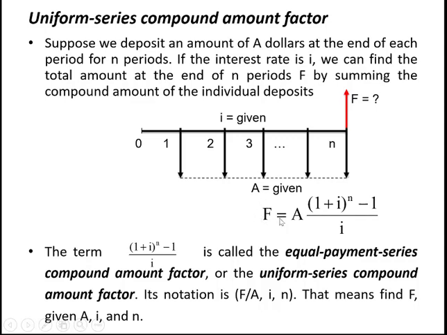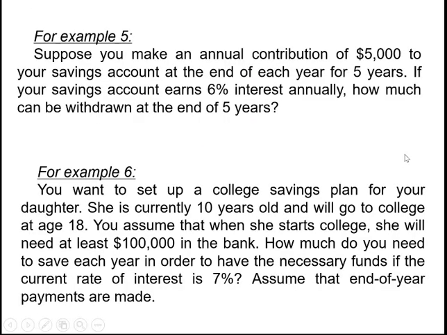F equals 5,000 times ((1 plus 0.06) to the power 5, minus 1) divided by 0.06. You understand? Yes. Now look at example number 6.